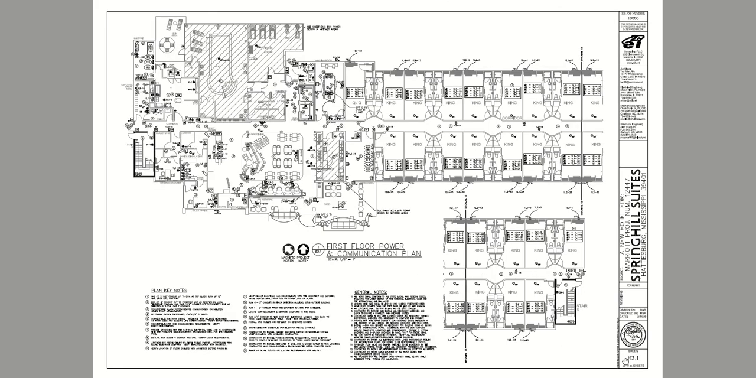So now we get to the E2 sheets, and this is where the power design actually takes place, and you can see this is first floor power. There's also communications on these sheets. Not going to talk about that at this time. We just mainly want to look at power.